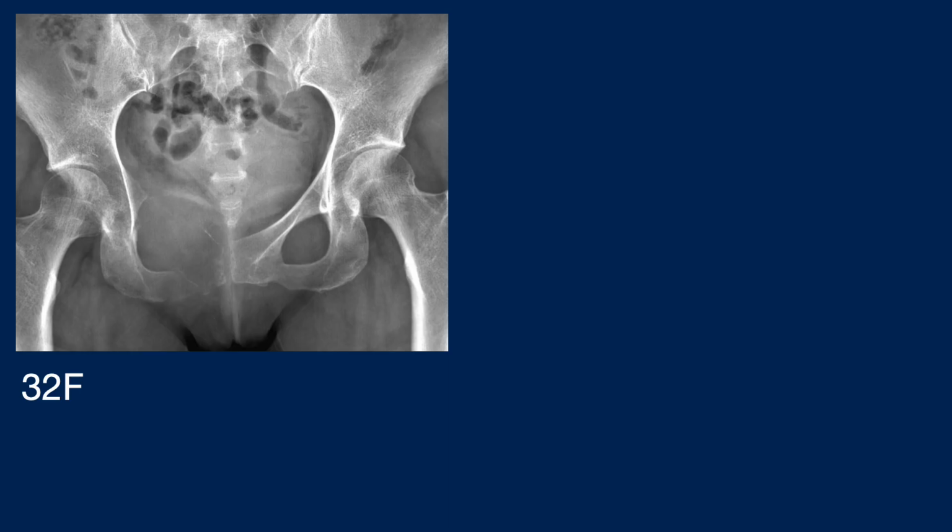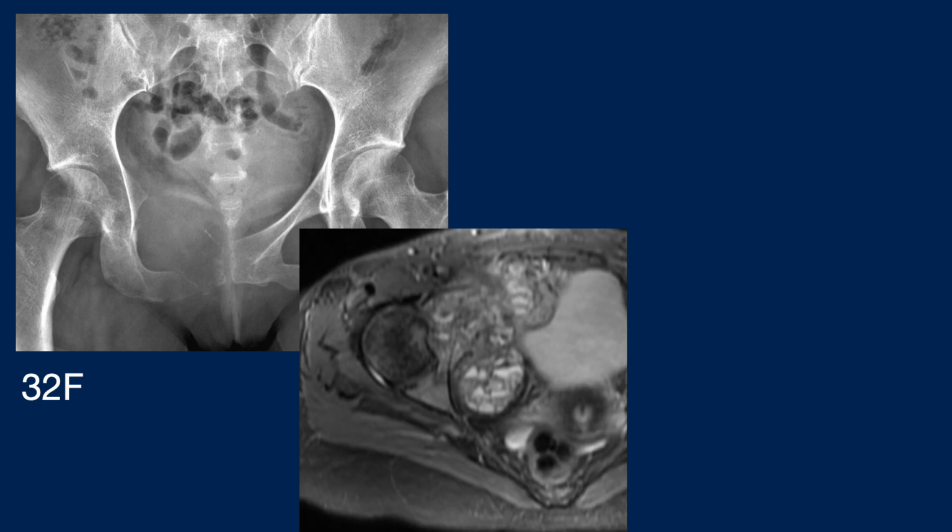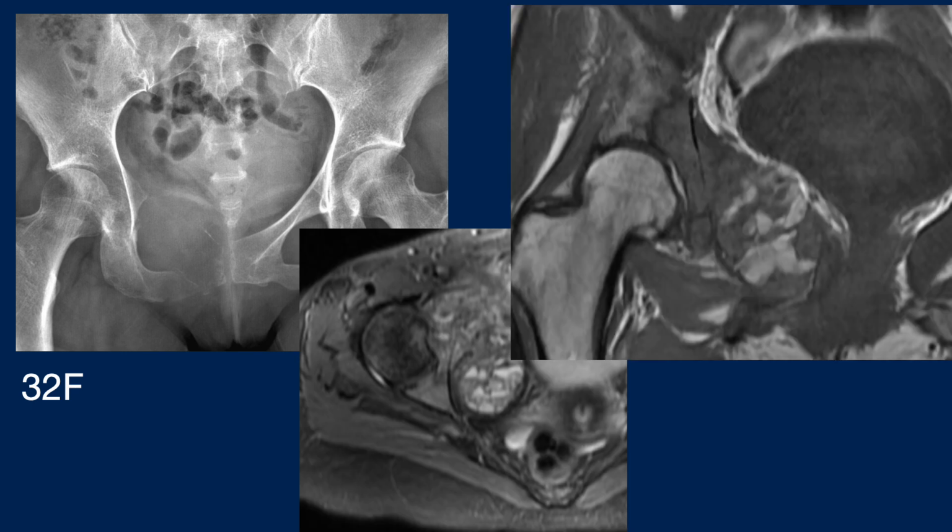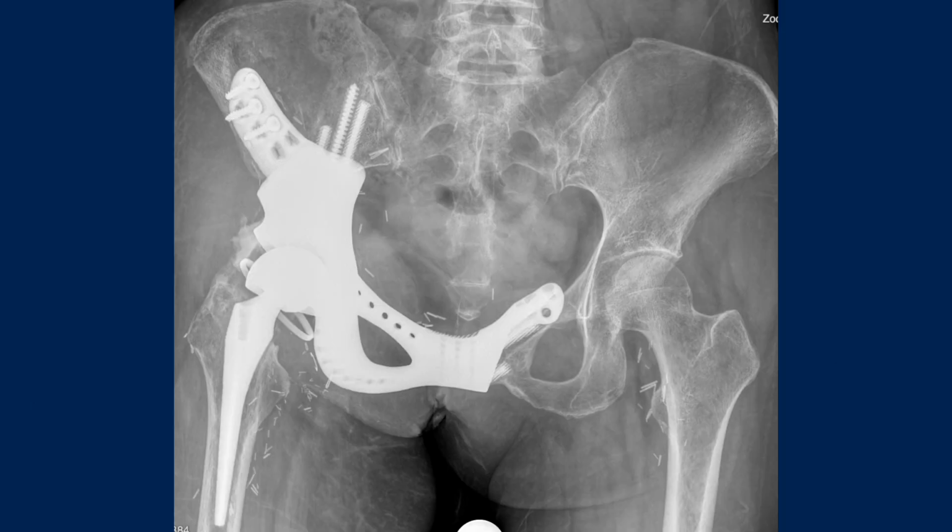Here a purely lytic lesion in the right superior pubic ramus that looks like a metastatic lesion to me, but turns out to be an osteosarcoma, and the MRI is showing the full extent. That is the postoperative appearance reconstruction.